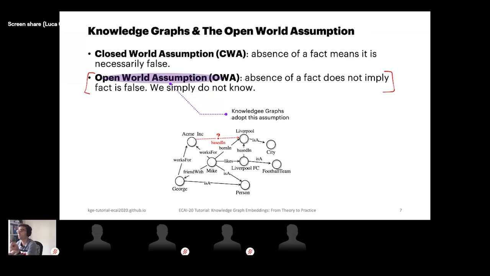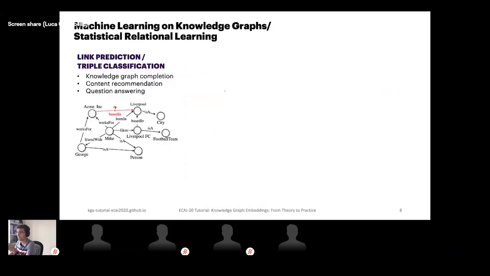What is the open world assumption? It's an assumption, right, where it says that if a fact is not in the knowledge graph, it's not necessarily false, right? We simply don't know whether it's false or not. Now, like in the example here, we know that Acme Inc. is the workplace of George. This is a true fact, but do we know if Acme Inc. is based in Liverpool, right? Do we know that? We don't. That doesn't necessarily mean that the absence of a fact means that that fact is false in this context. There are contexts where this is what happens, not in knowledge graphs. Now, this is important to remember, as you'll see later on.